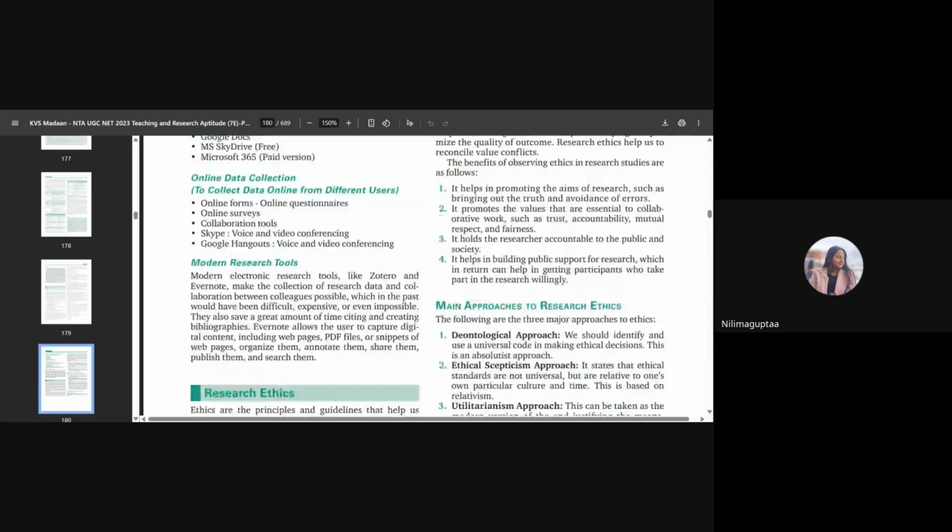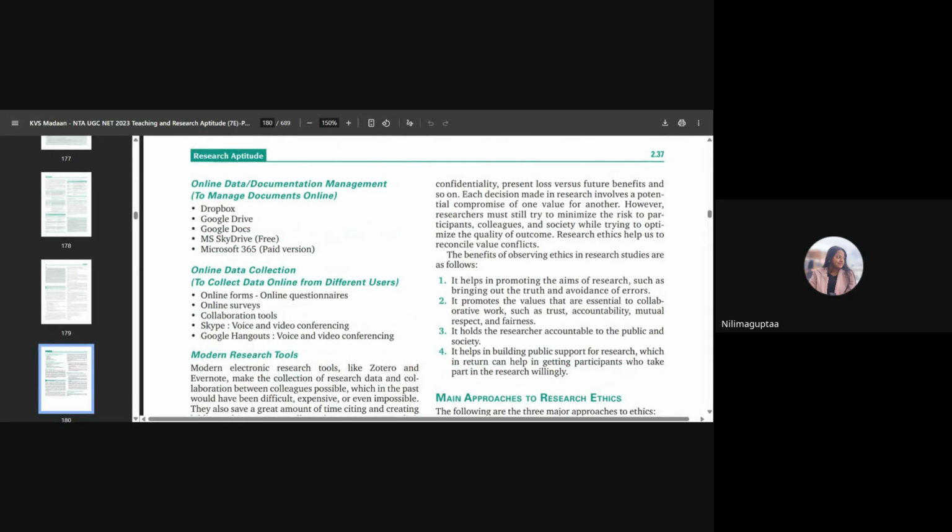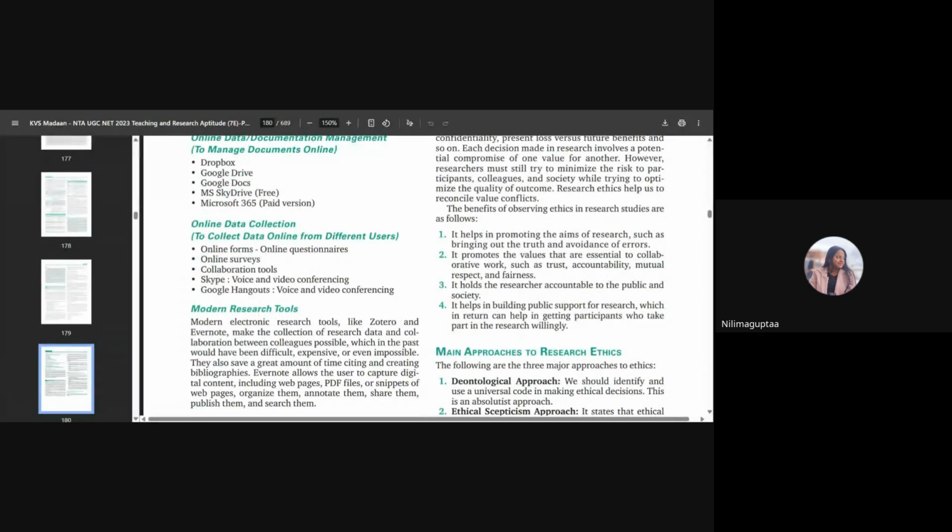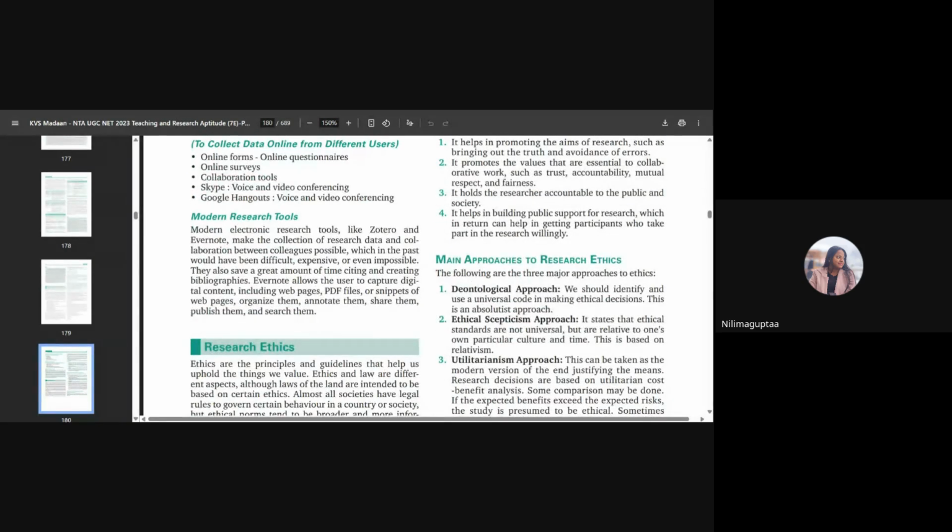Some online cloud documents that we have are Dropbox, Google Drive, Google Doc, MS SkyDrive, the Microsoft paid version. Then online, we have Skype and Google Hangouts, online surveys, questionnaires, and others. And some other research tools like Zotero, Evernote. All these tools are helping us to maintain our data, because now everything that we do is through ICT technology that we are doing our research.